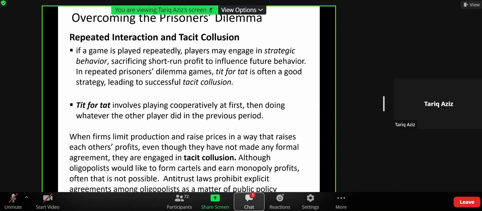Okay. So when a game is played repeatedly, that is called repeated interaction or repeated game. If a game is played repeatedly, players may engage in strategic behavior. They will think about the long term, because in the short run, both will suffer. But in the long run, if they develop cooperation, then that is beneficial and their payoff will be maximum.